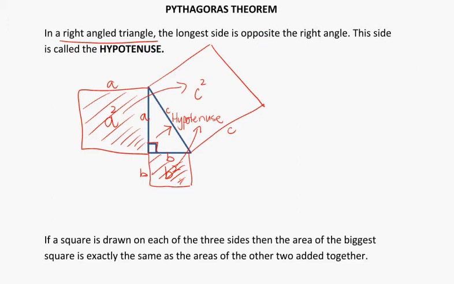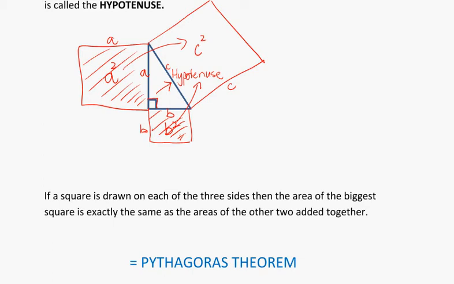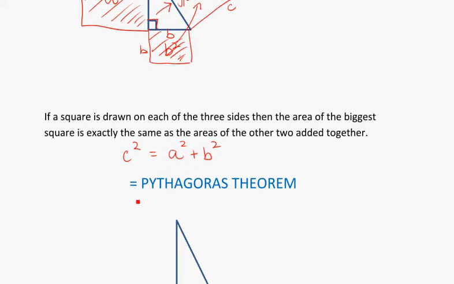And so he found out that if a square is drawn on each of the three sides, then the area of the biggest square is exactly the same as the areas of the other two added together. This was the Pythagoras relationship. We can say C squared equals A squared plus B squared, and that's Pythagoras' theorem. We can also write it as A squared plus B squared equals C squared, depending on what question you're doing.